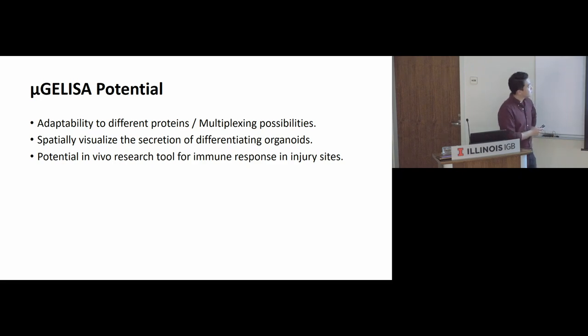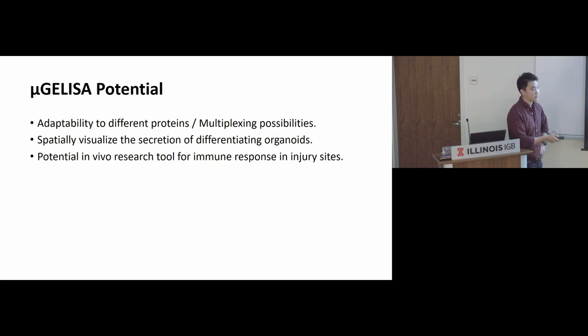So what's the potential of the system? Of course, it's adaptable to different proteins and it has multiplexing possibilities. We saw that it can capture MMP2 too, so if you optimize it for different types of proteins, you can see a system where you're capturing various kinds of proteins at once, and then you can detect all the cell-secreted proteins in one system. You can spatially visualize secretion. I specifically mentioned differentiating organoids.